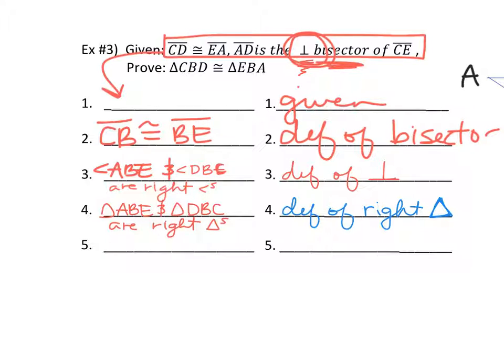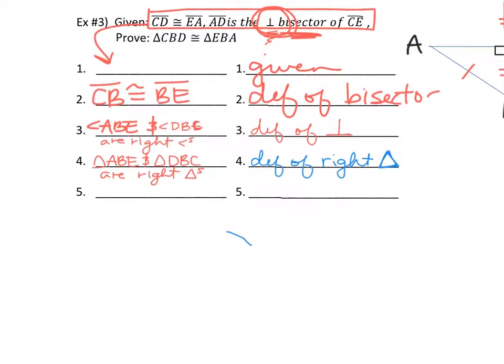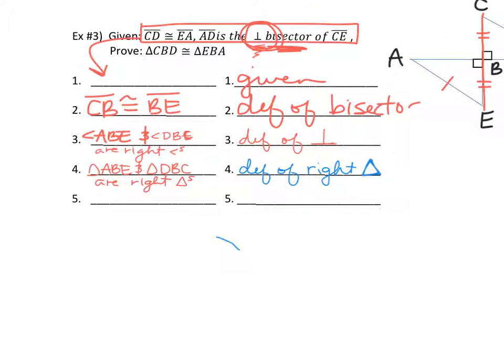What would your fifth step be? What they asked you to prove. So triangle CBD congruent to triangle EBA by what? That's HL, okay?